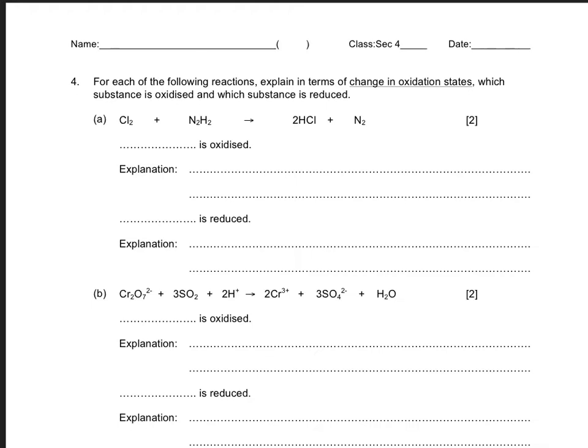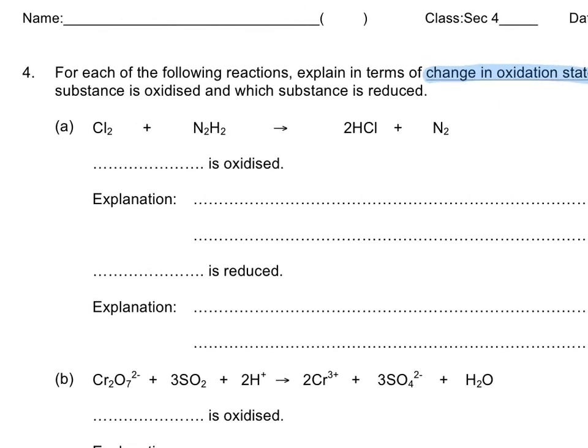Okay, right now I want to go through the second page, and because these are questions that are quite new to you, let's go through it together. So let's look at number 4. Now, for each of the following reactions, explain in terms of change in oxidation state. It is very important for you to underline and highlight this because the question asks for oxidation state, so you will have to answer everything according to oxidation state.